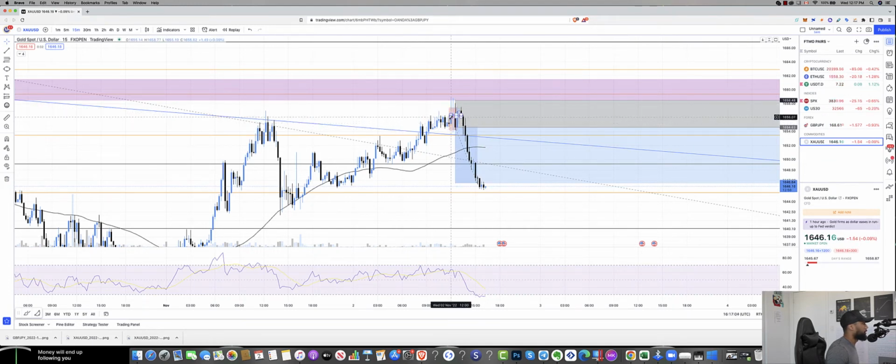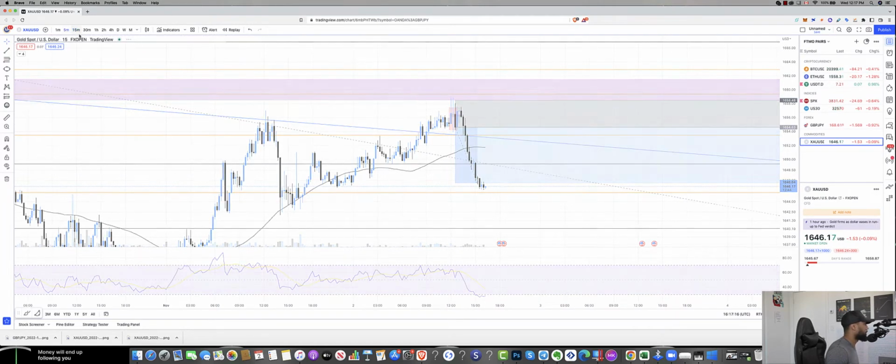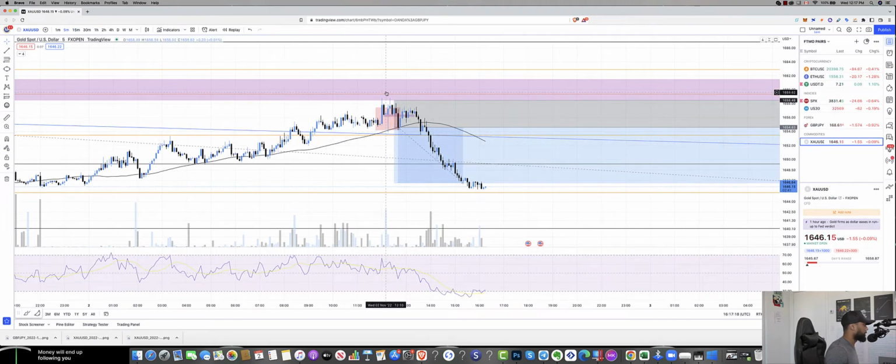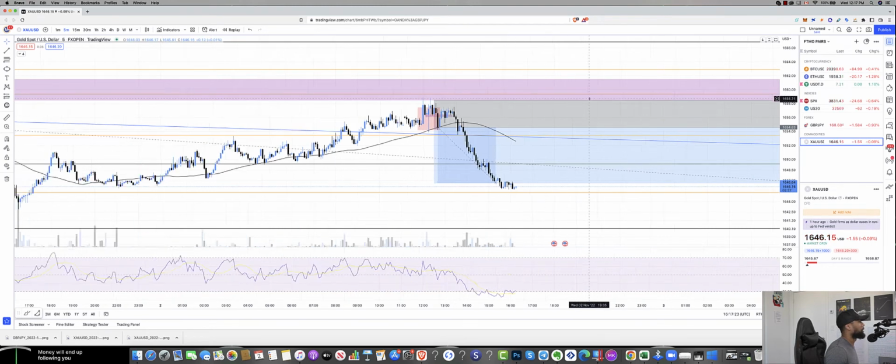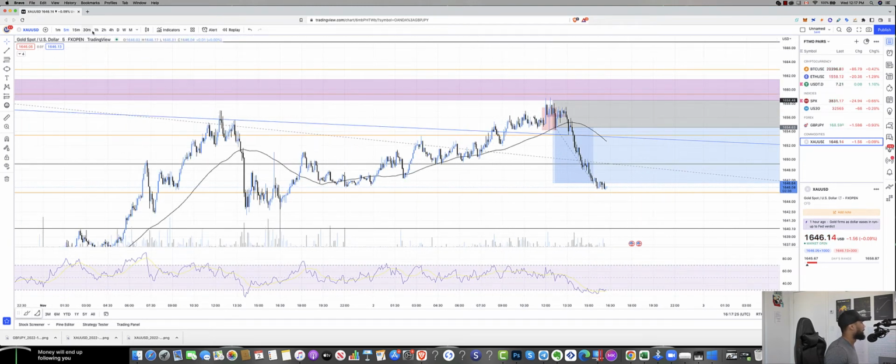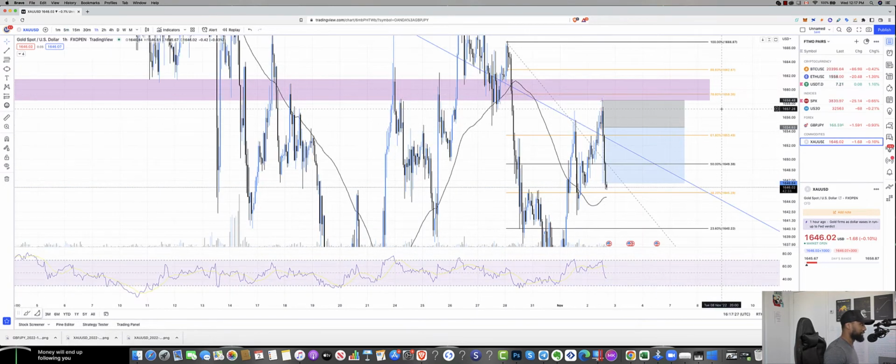We had the bull, we had the wicks on both sides, and then a bearish candlestick. So that's a bearish candlestick pattern, and we had a lot of exhaustion at the top over here, right? If we zoom into the 5 minutes, you can see that we had a lot of exhaustion. So we're on the 78.6 as well as the resistance, right?